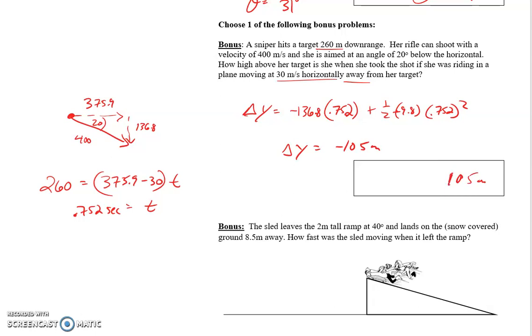And then the bonus number 2, we had one person get right. I'm not going to walk through the explanation there. It involves substitution like your bonus problems did. It was 8.13 meters per second.